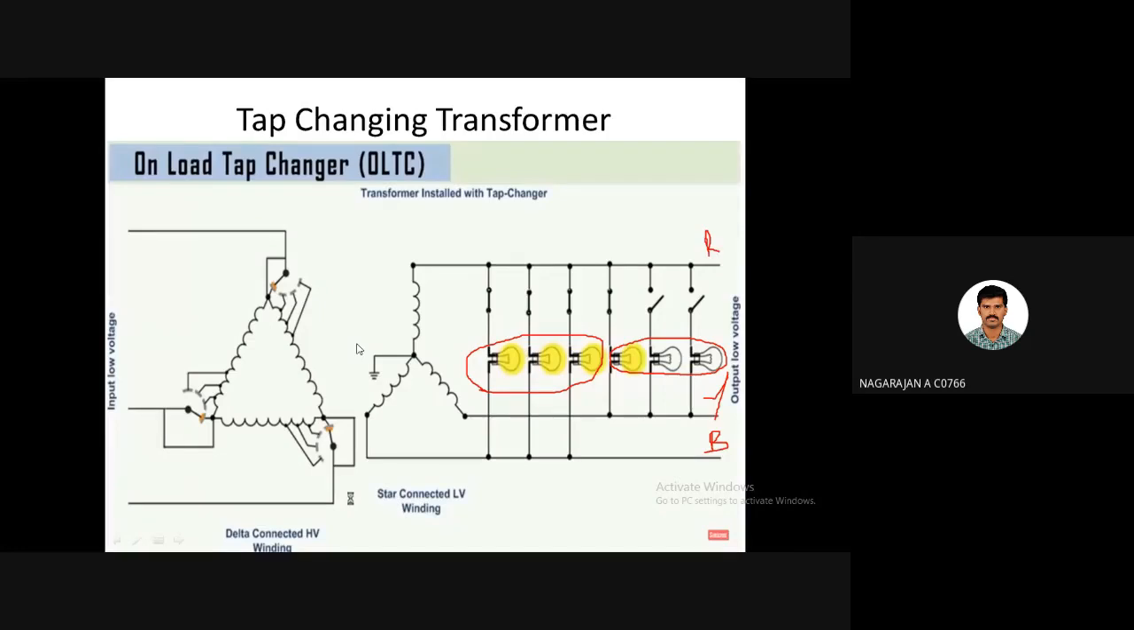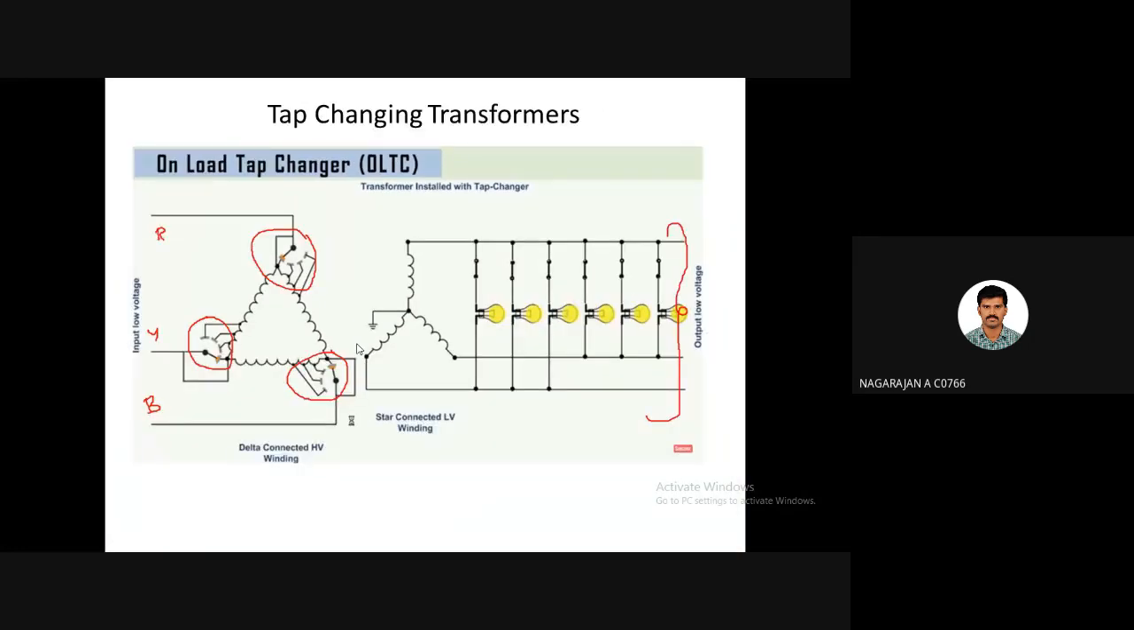Okay, so there are some reasons why the tappings are provided there. This question may be asked in 2 marks. Why are tappings always provided in the high voltage side? Look at this diagram: delta connected high voltage winding and star connected low voltage winding. Tappings are provided at the primary side, which is high voltage.